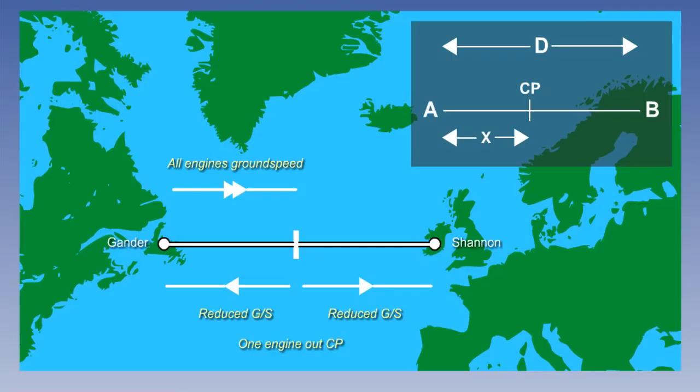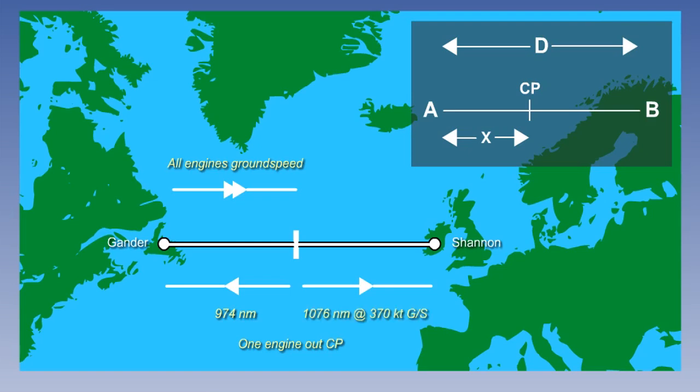The all engines time to the critical point is usually very similar whether we take the all engines or the one engine out point. However, if we use the reduced TAS after the critical point, the time to the alternate airfield will obviously increase. The distance to the one engine out critical point X was 974 nautical miles. With a total distance D of 2,050 nautical miles, the distance onwards from the one engine out critical point is 1,076 nautical miles.